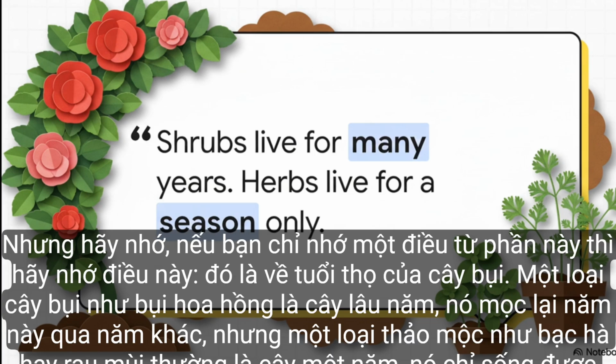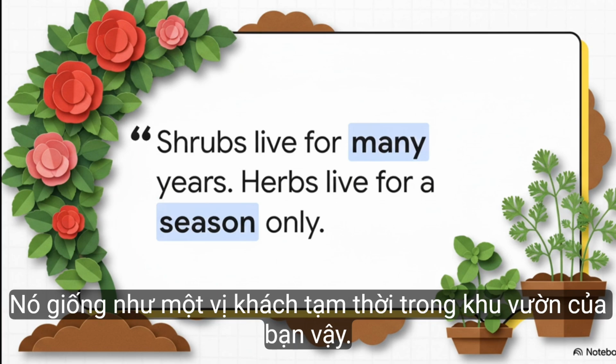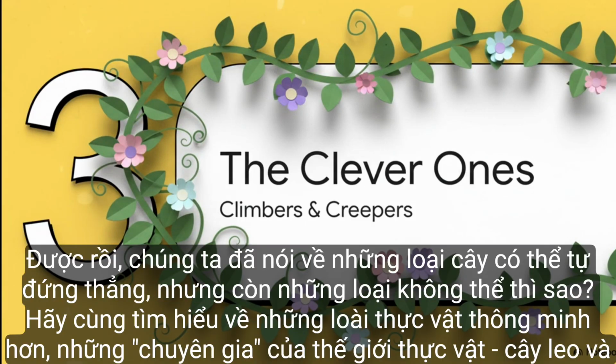A shrub, like that rose bush, is a perennial. It comes back year after year. But an herb, like mint or coriander, that's usually an annual. It lives for one season, and that's it. It's kind of like a temporary guest in your garden. All right, so we've talked about plants that can stand up tall all by themselves. But what about the ones that can't? Let's dive into the really clever ones, the specialists of the plant world, the climbers and the creepers.